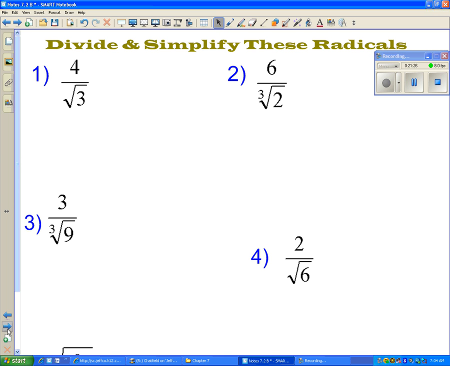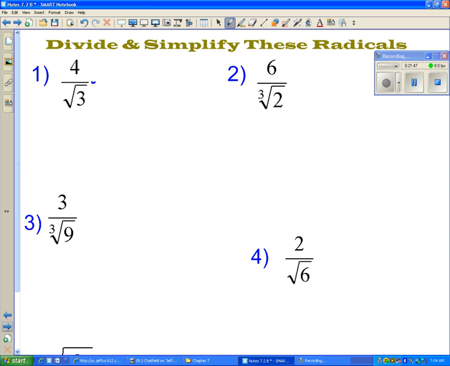Division is probably one of the most odd and weird things that we're going to do when it comes to radicals. We need to remember that whenever I divide by a radical, I have to rationalize my denominator. What does that mean? I don't want a square root in my denominator. So how do I get rid of that square root?